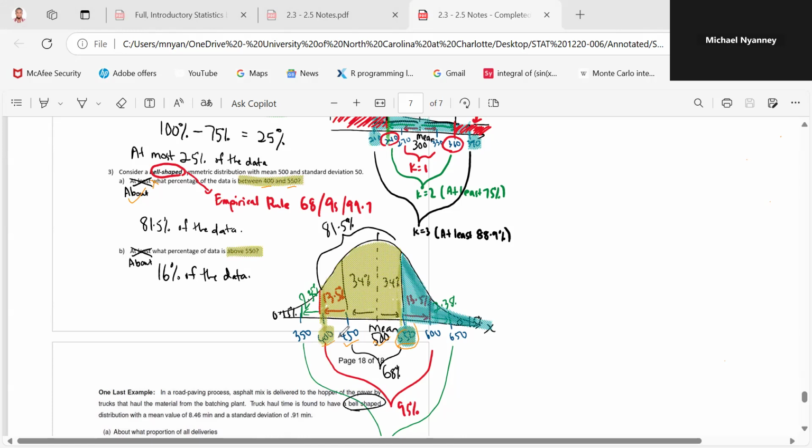So by the empirical rule, we have 34 plus 13.5, and that gives us 81.5%. So about what percentage of data is above 550? So this is 550, and we have 13.5, 2.35, and 0.15 above 550. Add them up, you're going to get approximately 16% of the data above it.